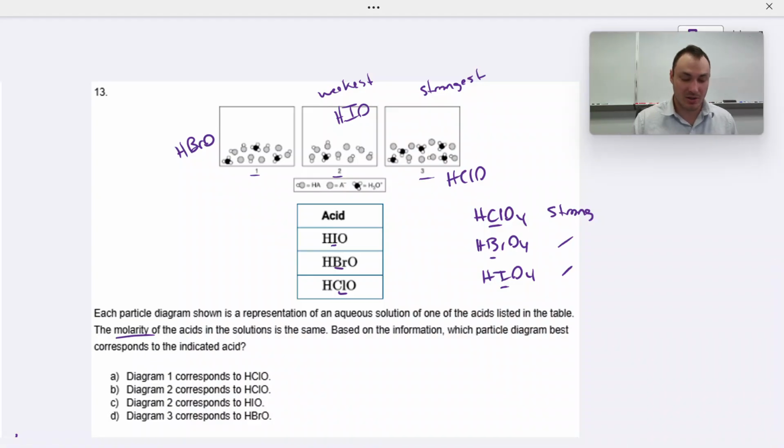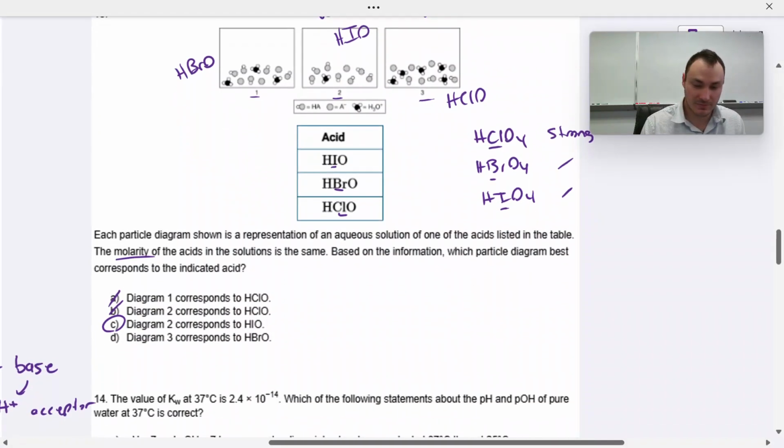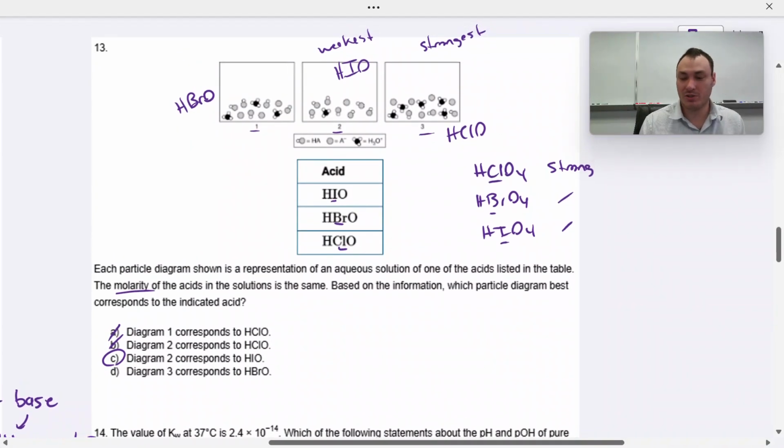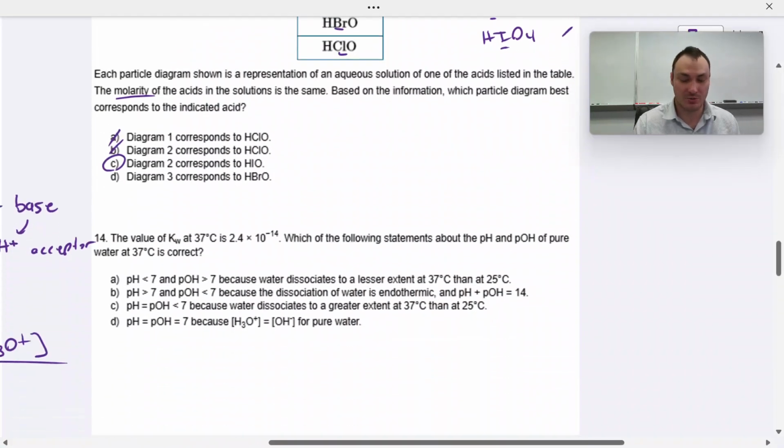Diagram 1 corresponds to HClO. Nope. Diagram 2 corresponds to HIO. That is the correct answer. Diagram 3 corresponds to HBrO, and the answer is also no there. Also, I don't think I said this, but the stronger the acid is, the more it dissociates into H3O+. So the reason why I know this guy's the strongest is because it has the most H3O+.